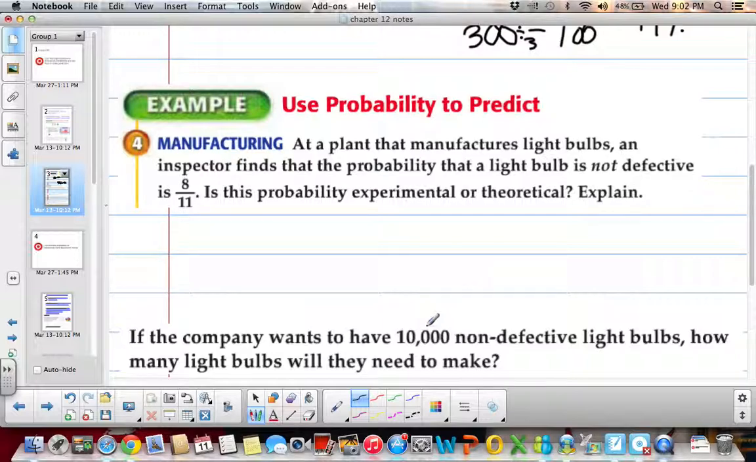At a plant that manufactures light bulbs, an inspector finds that the probability that a light bulb is not defective is 8 out of 11, or you could say 8/11. Is this probability experimental or theoretical? Well, because he actually tested the light bulbs, and he figured out that 8 out of 11 light bulbs are not defective, then we know that this is experimental.